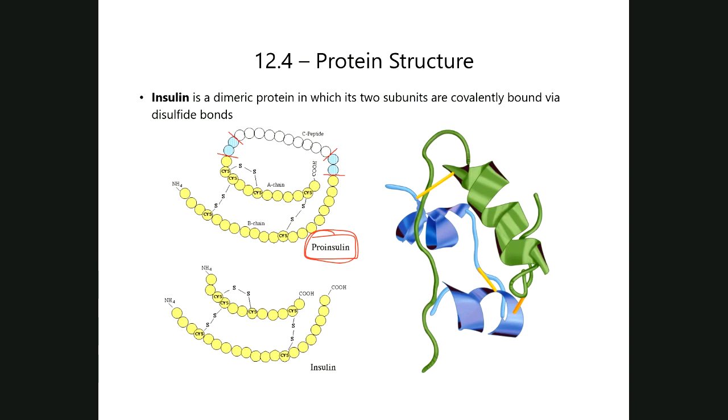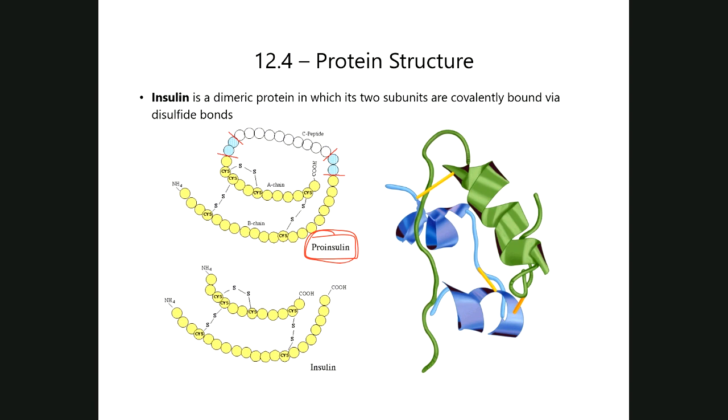Sometimes it's an advantage because the cell will pre-produce a reasonably large or medium quantity of the substance, but you cannot have it in an active form, because if it's active and you have a storage form of it, then that can cause all sorts of problems, right?